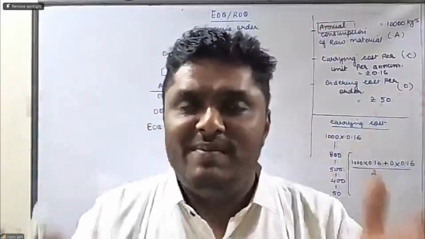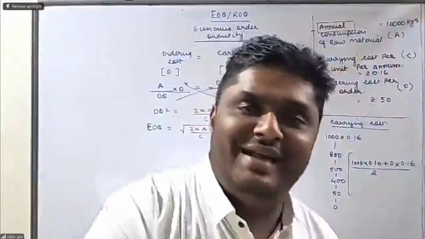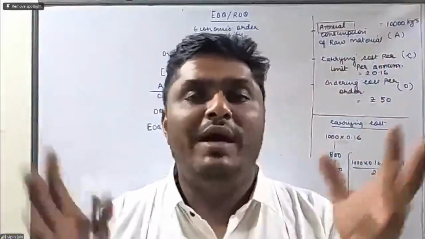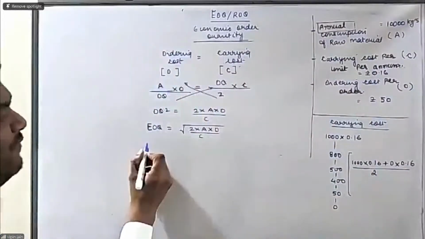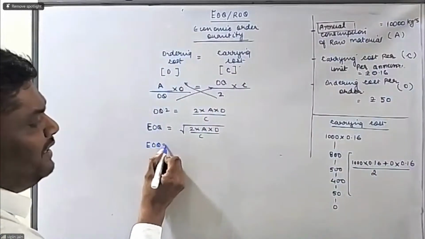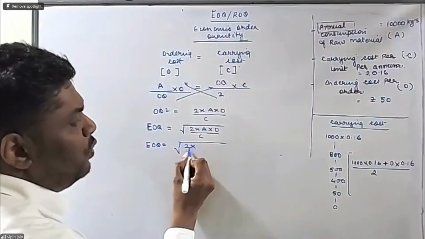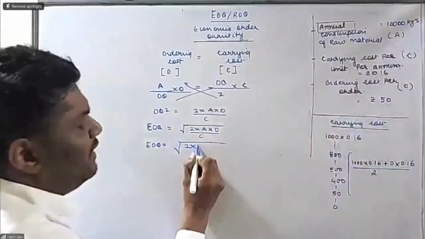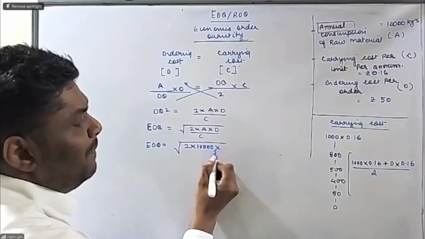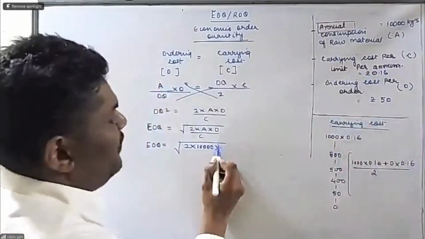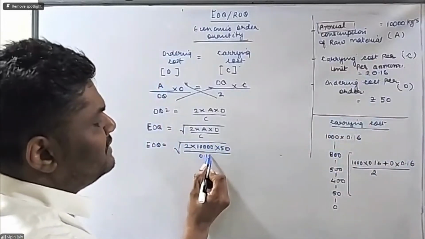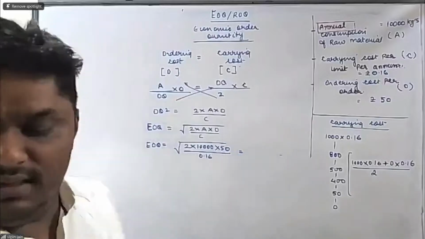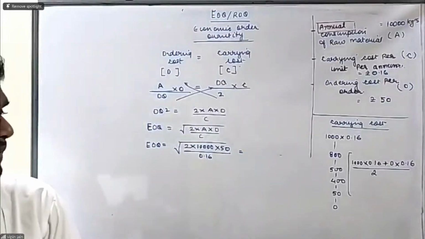That is the reason I did all this exercise, using the trial and error method, making you understand so many things. At the end of the day, very simple. If you want to calculate economic order quantity, straight away, 2 into my annual consumption, which is 10,000. My ordering cost is how much? 50. My carrying cost per unit per annum is how much? 0.16. I'll get the final answer, that is 2,500.